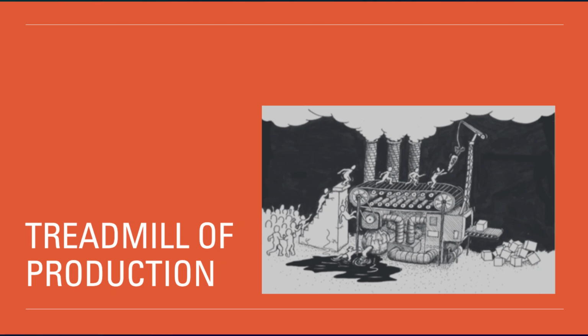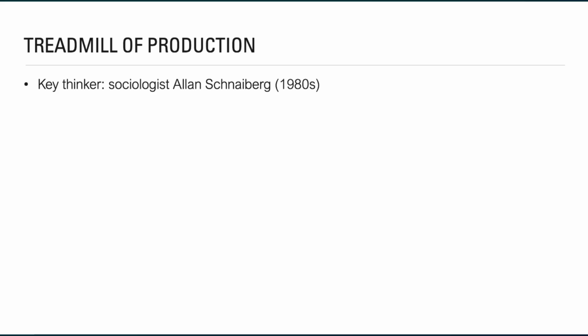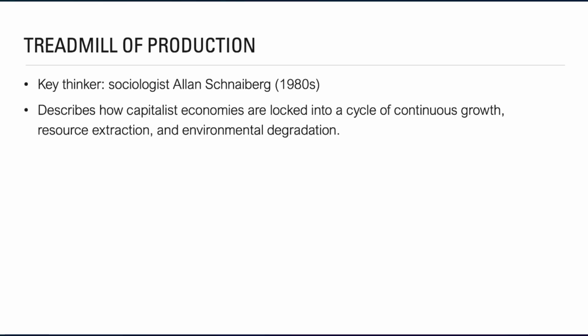Another important theory is the treadmill of production. It was developed by sociologist Allan Schnaiberg in the 1980s, and this theory offers a powerful critique of how capitalist economies operate, and more importantly, how they generate environmental degradation and disaster vulnerability as a byproduct of their core logic.